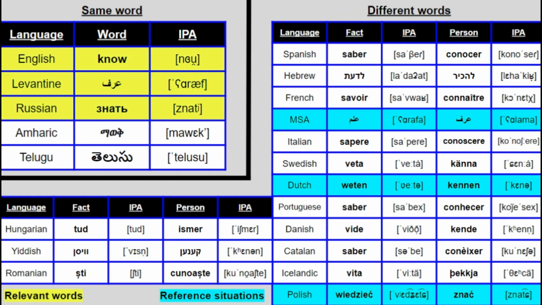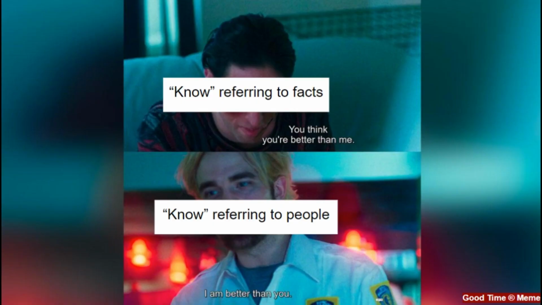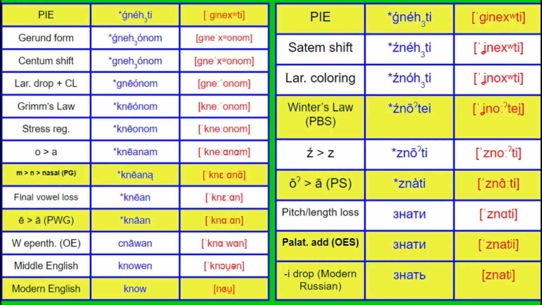In all three of the instances here where there was a clearly observable merger of the meanings into one word, English, Arabic, and Russian, the word that previously referred to people won out. This is likely because people really hate being referred to with words used for objects, so it's much easier for the people word to start being used for things than it is for the thing word to start referring to people. Also, fun historical linguistics fact, the English and Russian words are surprisingly cognates.